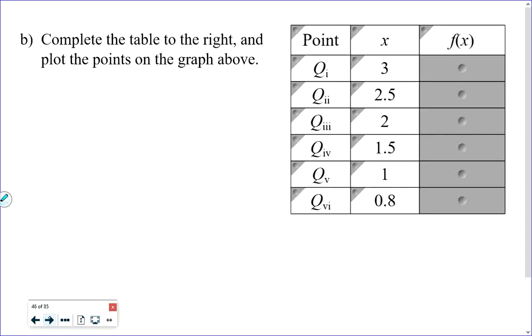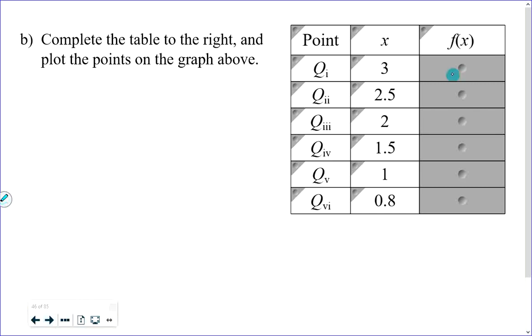Complete the table to the right and plot the points on the graph. So I'm asking us to find the y coordinate when x is 3 and x is 2.5 and 2 and 1.5 and 1 and 0.8. Why these numbers? Because I've chosen them knowing that it's going to be useful. And don't worry about plotting them just yet. Let's find the coordinates.